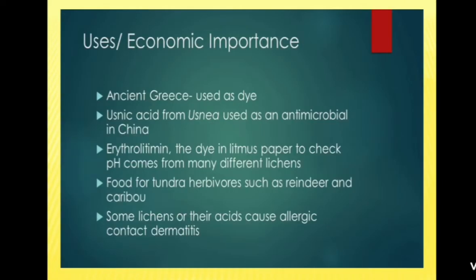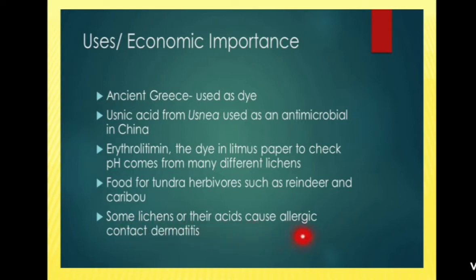Then economic importance of lichen. They are used as a dye or coloring agent. Then usnic acid from Usnea is used as an antimicrobial in China. Erythrolitmin is a dye in litmus paper. It is also extracted from lichen. You know that litmus paper is used to check pH. Then lichen is food for tundra herbivores such as reindeer and caribou.